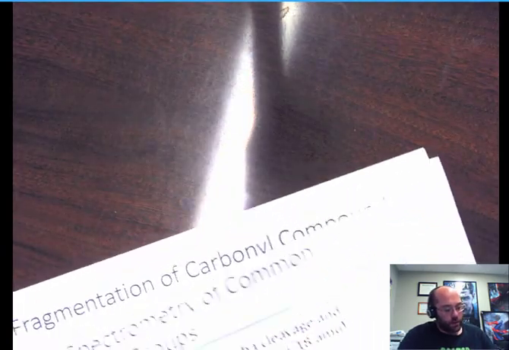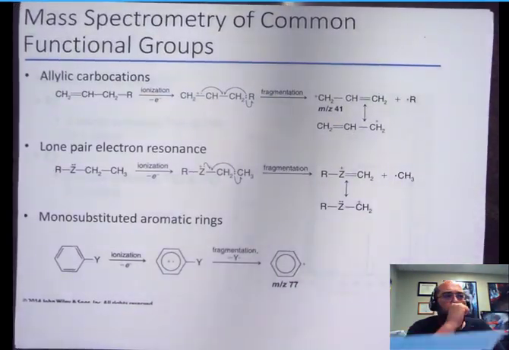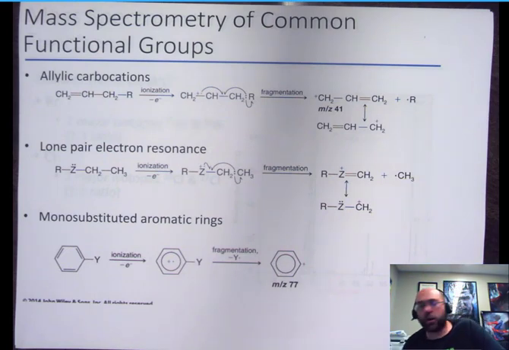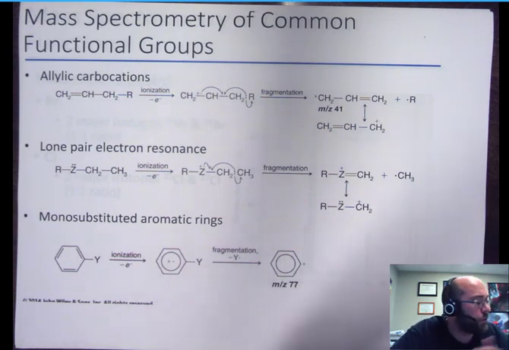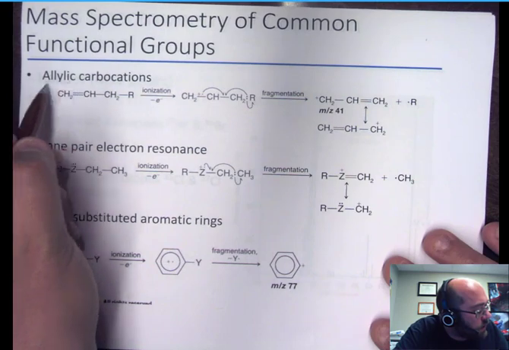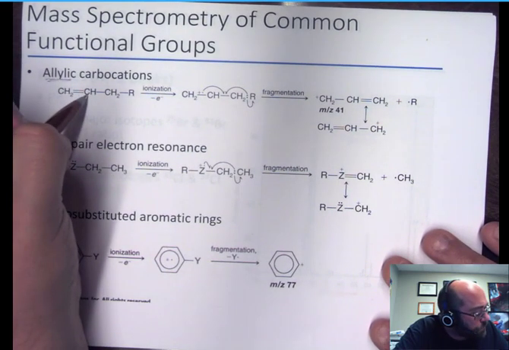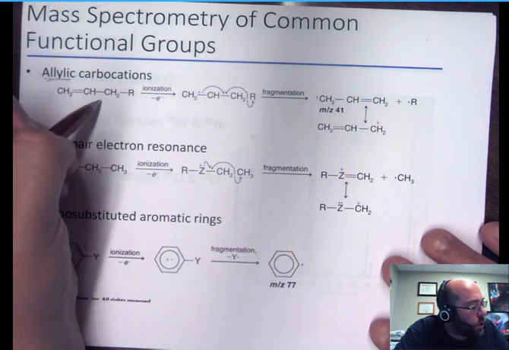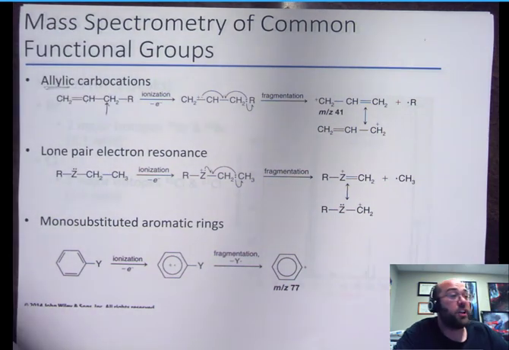Now, I am going a little bit out of order, but that's okay. Something else we want to look at in terms of functional groups, common things that happen. If you have what's called allylic carbocations, or if you can form allylic carbocations, those are good. In terms of what this allylic thing means, you have a carbon-carbon double bond, and then one of those carbons has a single bond with another carbon. So that right there is the allylic carbon.